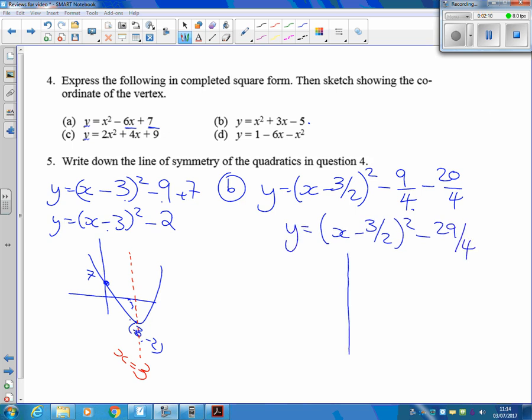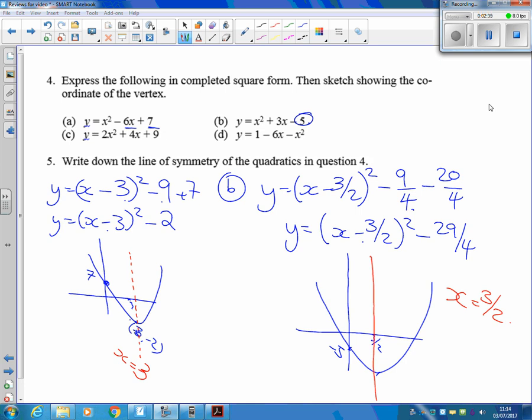And what's my quadratic going to look like? Well, it's going to have a minimum point this time at 3 over 2, and at minus 29 over 4, so somewhere all the way down there. I also know it's crossing here at minus 5, that's from that bit there, and so I'm looking at a quadratic that looks like that, with a line of symmetry down there when x is equal to 3 over 2.